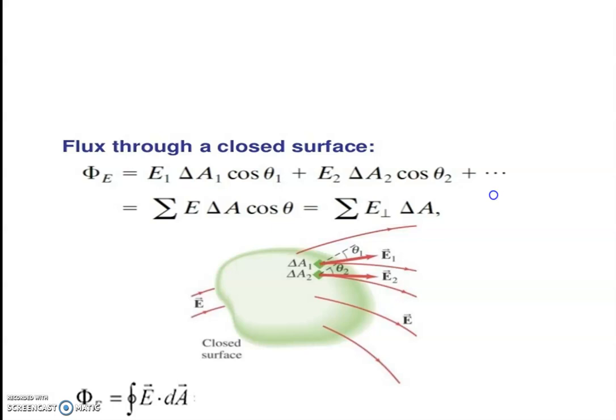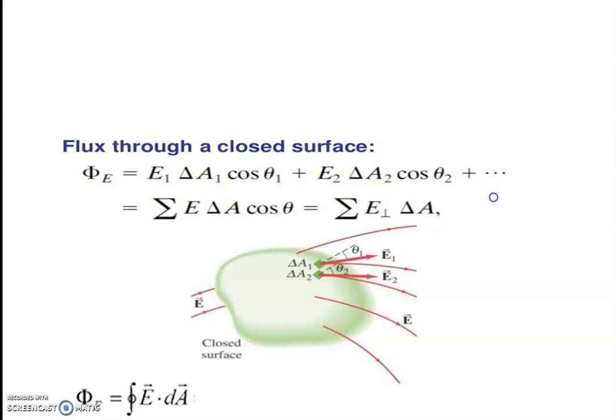So flux is equal to E1 into delta A1 cos theta 1 plus E2 into delta A2 cos theta 2 plus etc. Or we can write the summation, sigma E delta A cos theta, or we can write it as sigma E perpendicular; only the perpendicular component E cos theta will be contributing. So E cos theta into delta A. Okay.